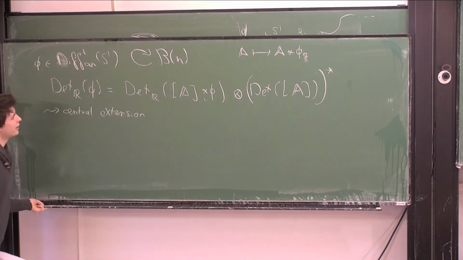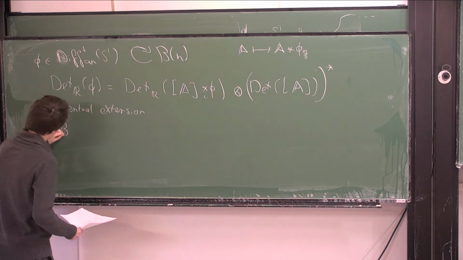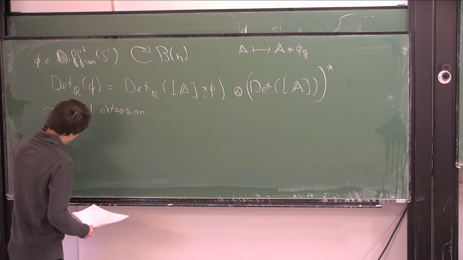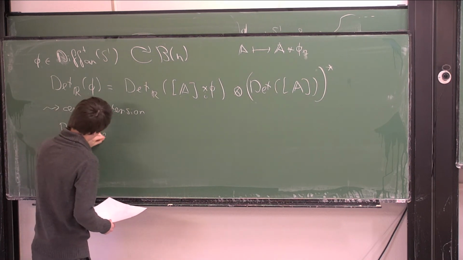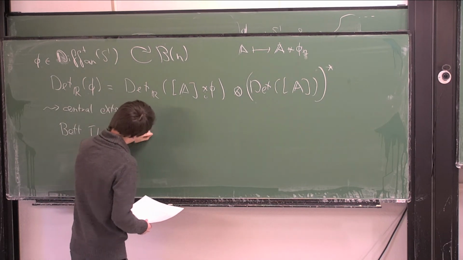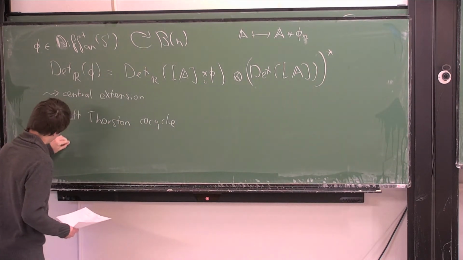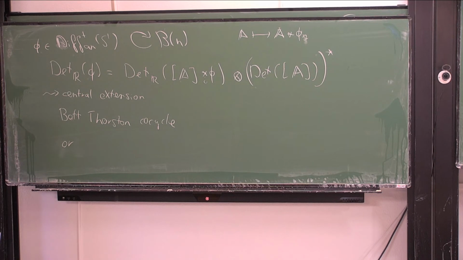And then the central extension of the diffeomorphism group, that's something we know stuff about. So essentially there are two different central extensions. One is the Bott-Thurston cocycle, which gives you the Virasoro group. And the other one is something related to the universal cover of this group and to rotation numbers.